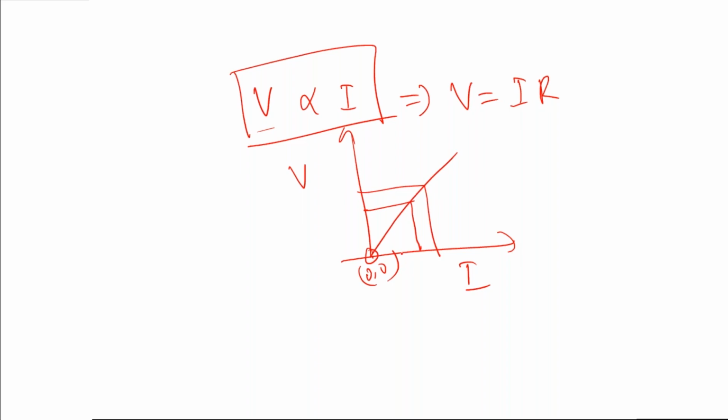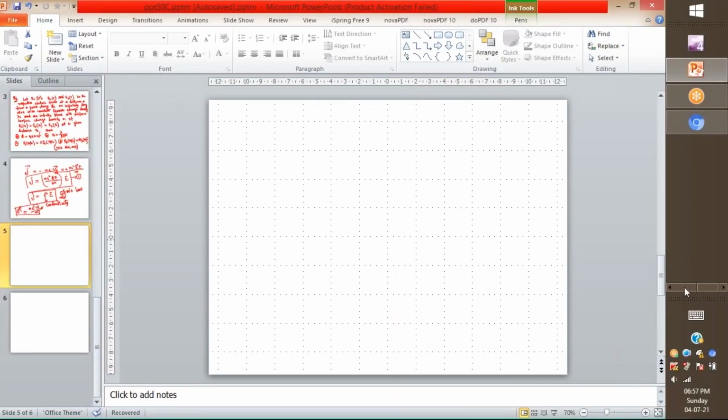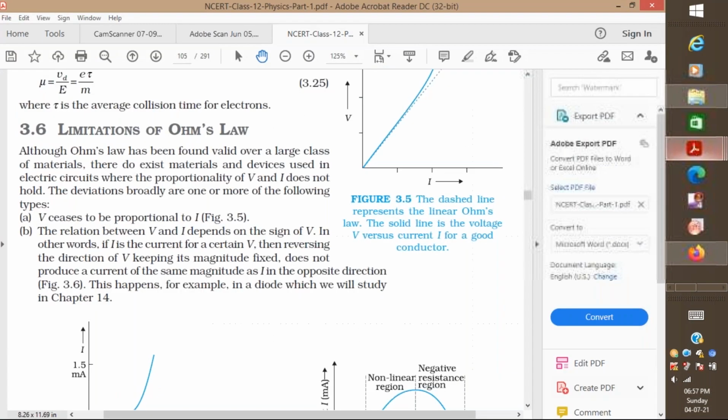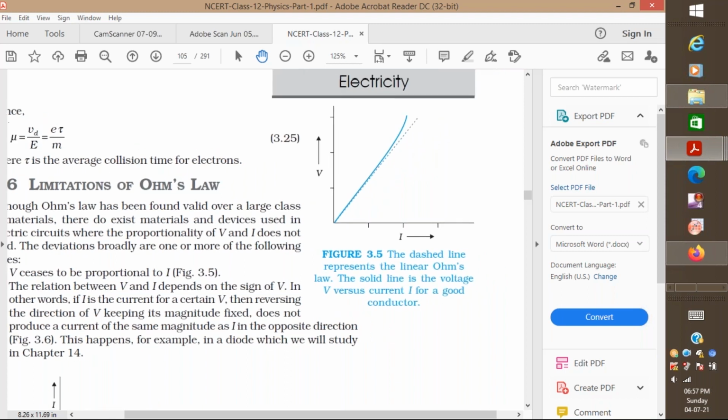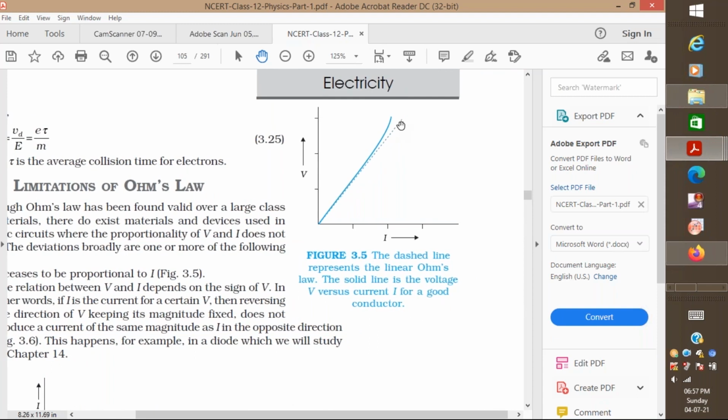Now look, in a book there are materials which actually do not obey Ohm's law. Or in some situations, Ohm's law will deviate. The material will deviate from Ohm's law. Look here, in figure 3.5, the dotted line is for the original Ohm's law, but this blue curve is the deviation.